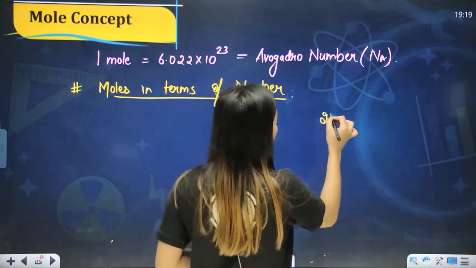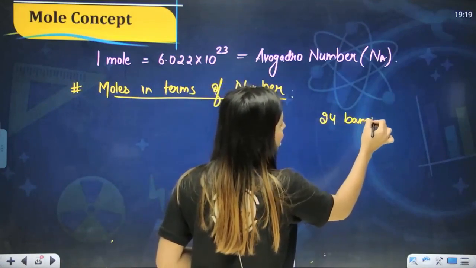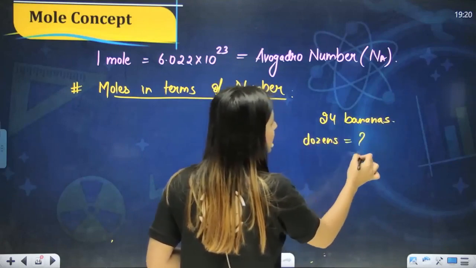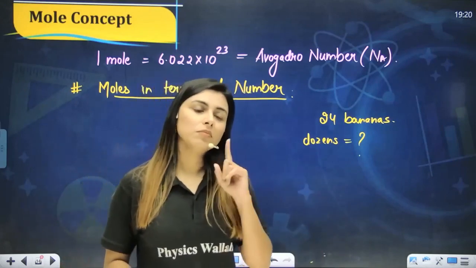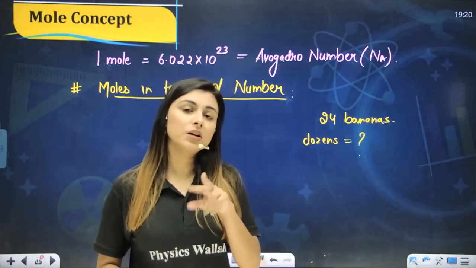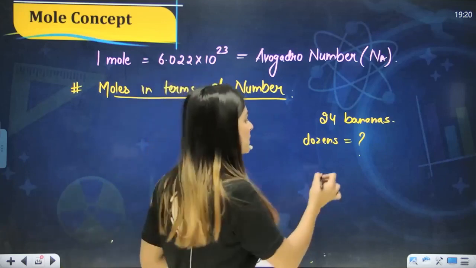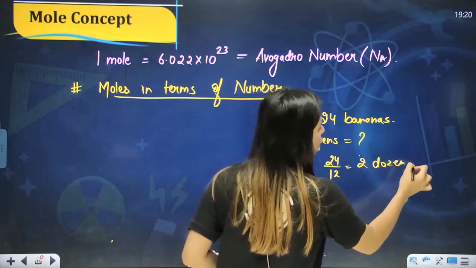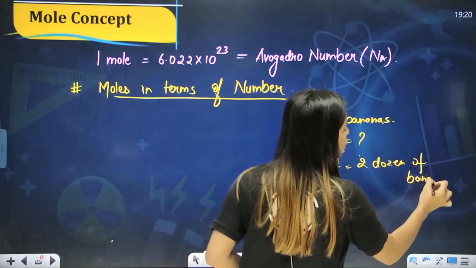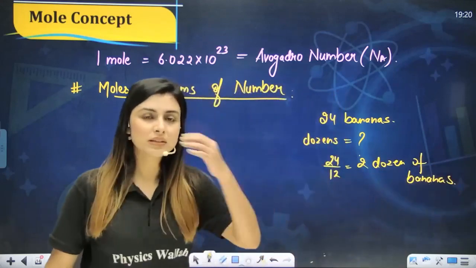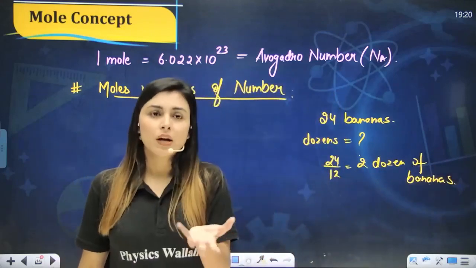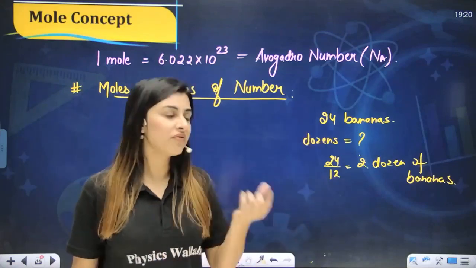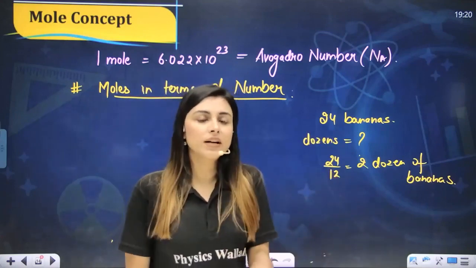If I tell you that I have 24 bananas, how many dozens do I have? You will say, ma'am, I know that one dozen has 12 bananas and you have 24 bananas. This means that 24 upon 12, which is equal to 2. So, ma'am, you have 2 dozens of bananas. You will tell me this. What did you do? The number which I gave you, which was 24, you divided it by the reference value. The reference value was 12, which you knew because 1 dozen means 12, right?